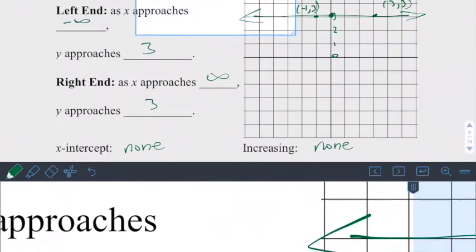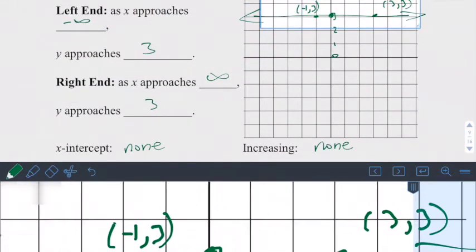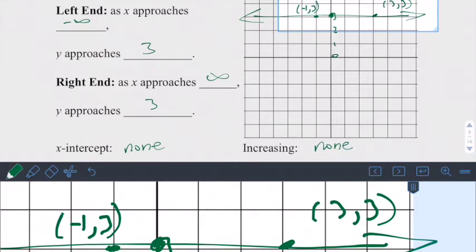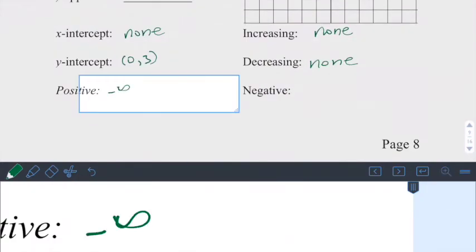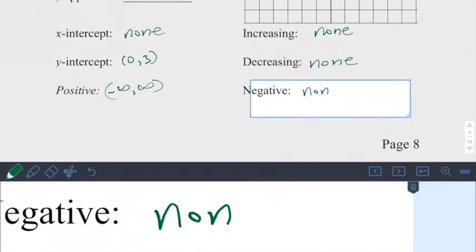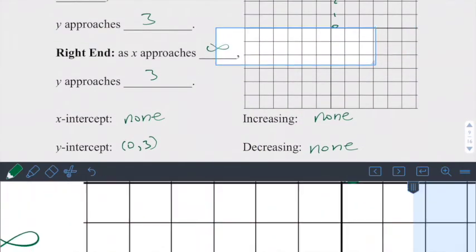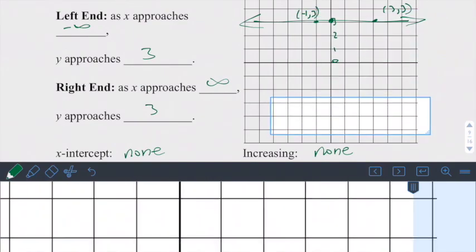Positive and negative, the whole thing is above the x-axis. So the whole thing is positive. So from negative infinity to positive infinity, everything is positive. There's no negative intervals because there's no part of this line that is below the x-axis.